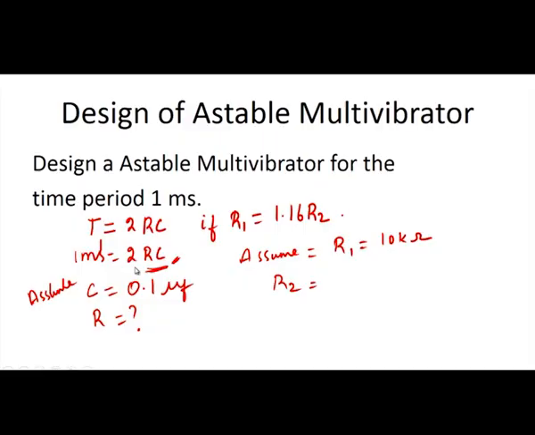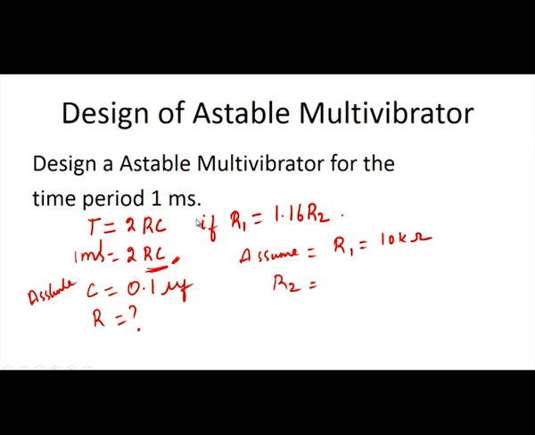So for the full square wave or a rectangular wave, it is equally divided. It is a square wave equally divided. So for the square wave, the full wave, the time period must be 1 millisecond if you note it down. So this is the design of the astable multivibrator circuit.